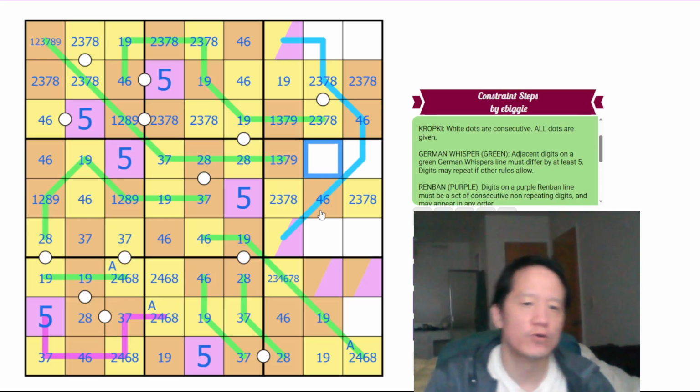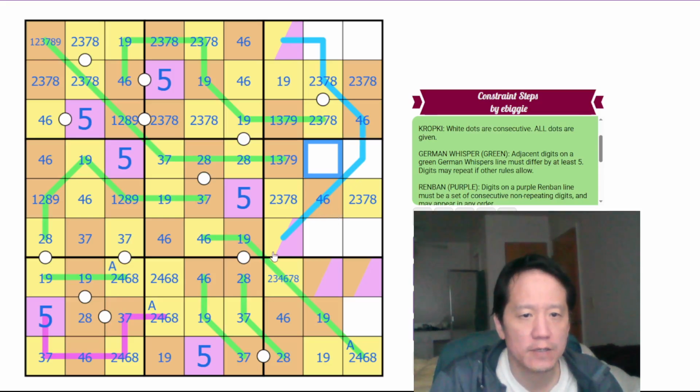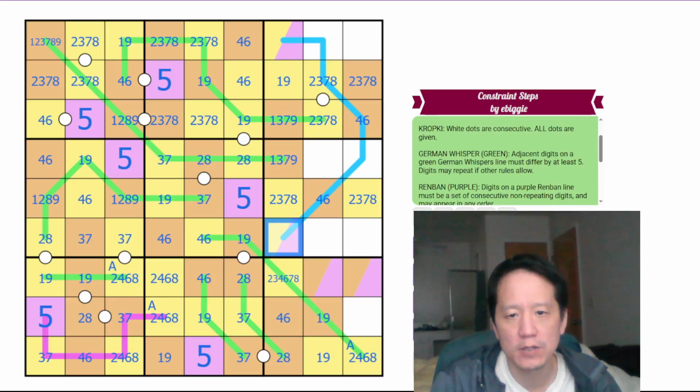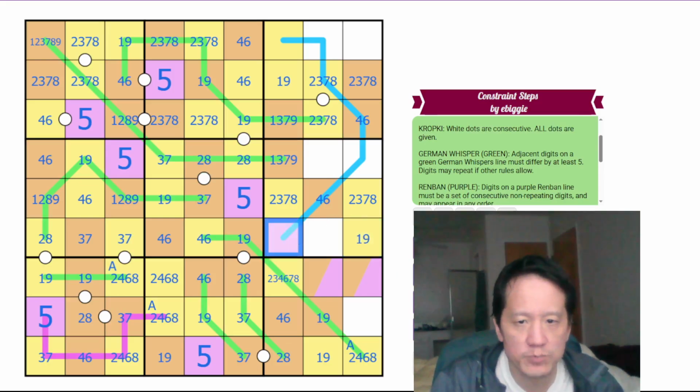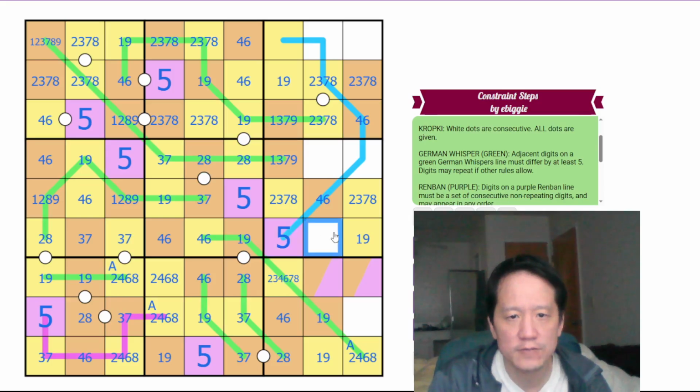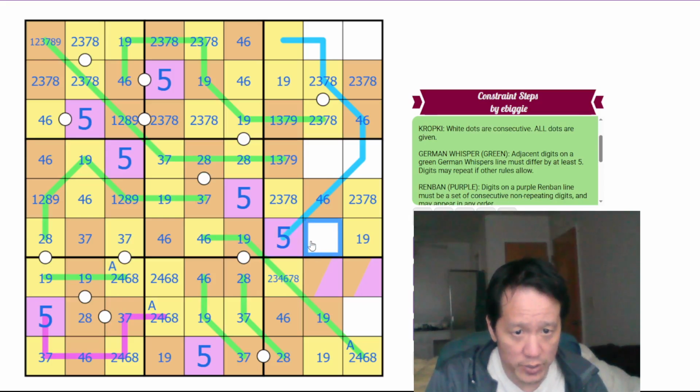We are looking for a yellow 1, 9. But this cannot be a yellow 1, 9 because of that yellow 1, 9. So this must be pink. Which means this can't be pink. This can't be yellow 1, 9 because of that yellow 1, 9. Therefore, this is the yellow 1, 9. This is pink, which makes that a 5. This has to be the orange 2, 8.